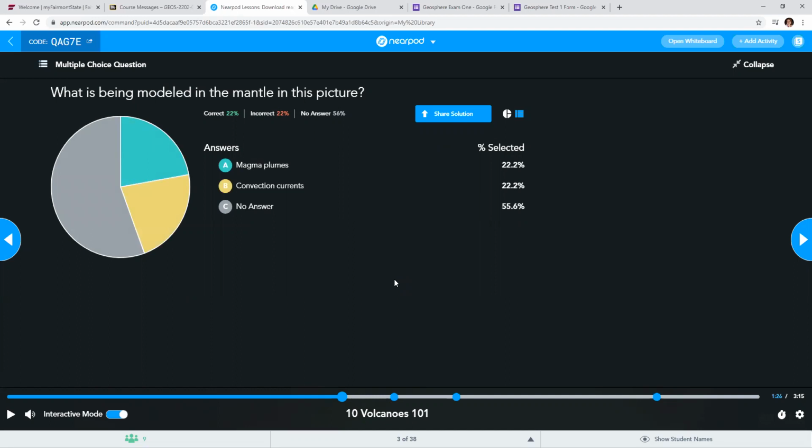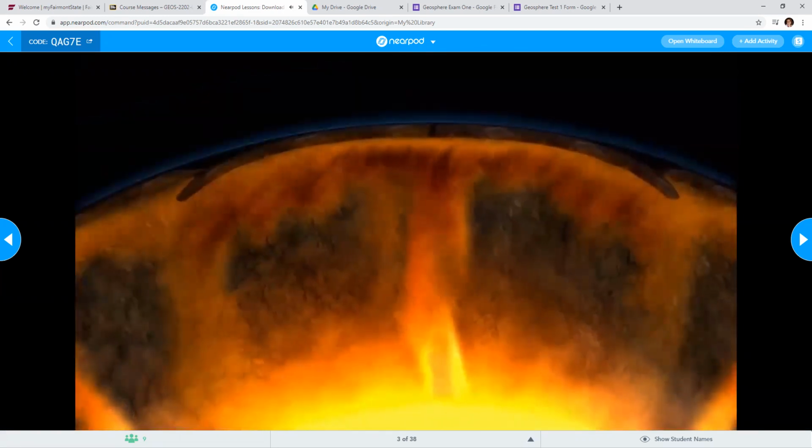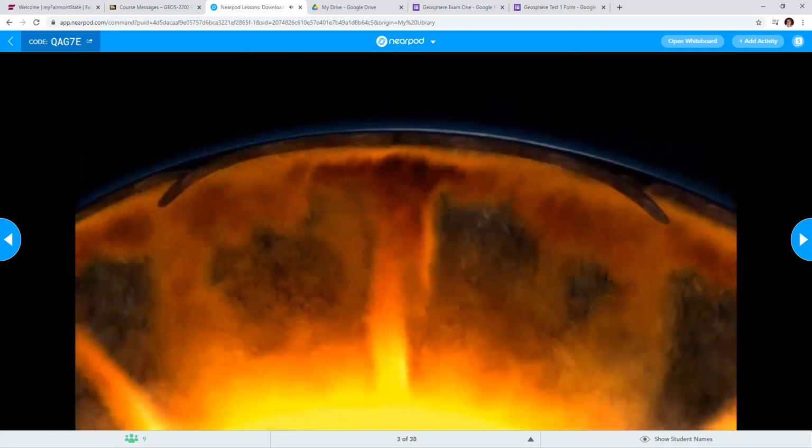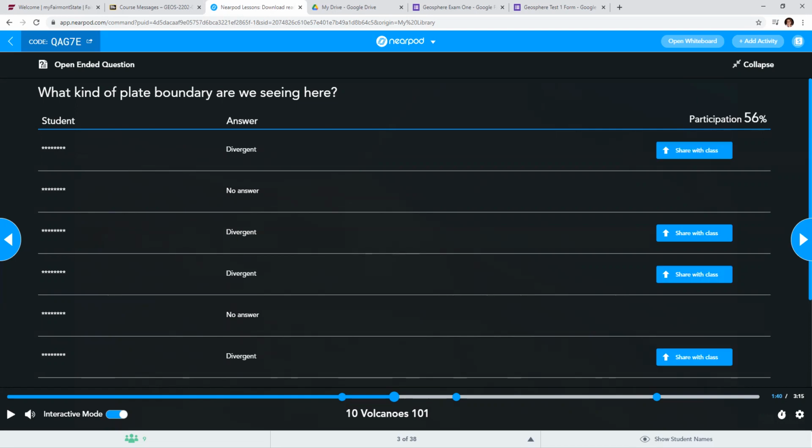So I have 56% of you who are not answering. Gotcha. And yes, if you guess convection current, you are correct. So watch the picture because another question will come up. Oh, did you see that boundary? So I did hide your names, so there's no embarrassment. So what kind of plate boundary did we see where they were going? Good. Yep, we had divergent boundaries going on there.